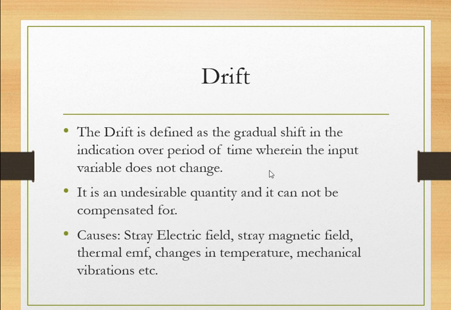responsible for this drift. There are also mechanical vibrations. If the instrument or any system has some vibrations, then there may be a drift at the output also. Let us see which types of drift there are and how to reduce them. Let us move forward.